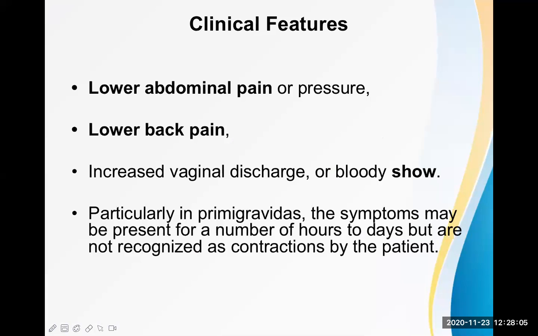How do we know that a lady is in preterm labor? There is development of lower abdominal pain or a feeling of excessive pressure there. That excessive pressure is felt because of descent of the baby. Lower back pain also can happen. It is similar to labor pain: lower abdominal pain and lower back pain. And there is increased vaginal discharge or presence of bloody show. Show is a mucoid discharge with blood in it. This is called show. Everybody knows that now. And this increased vaginal discharge may be because of rupture of the amniotic membrane.